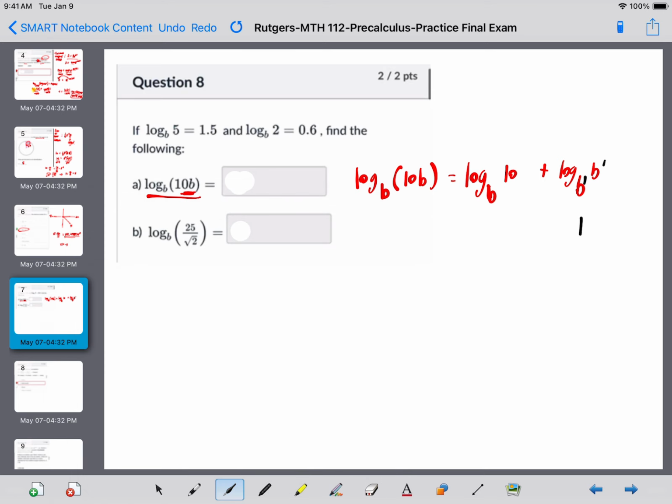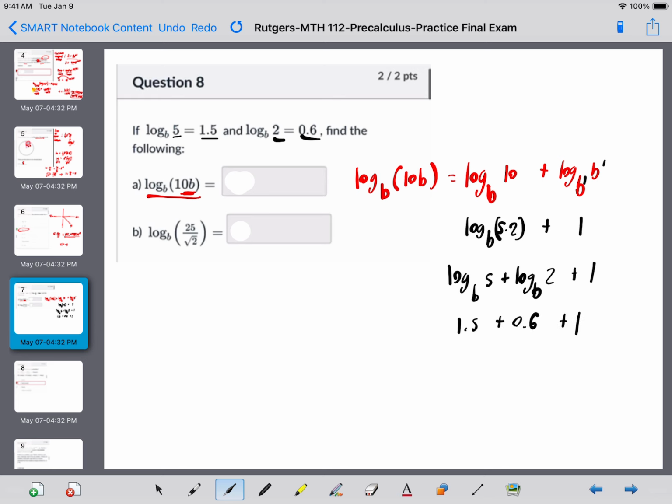1 divided by 1 is 1. Plus log base b of 10. We're given 2 and we're given 5, so we could show 10 as 5 times 2. We're going to use our product law one more time. So log base b of 5 plus log base b of 2 plus 1. And now we could plug in the values we're given: 1.5 plus 0.6 plus 1. It's 3.1. So your answer would be 3.1.